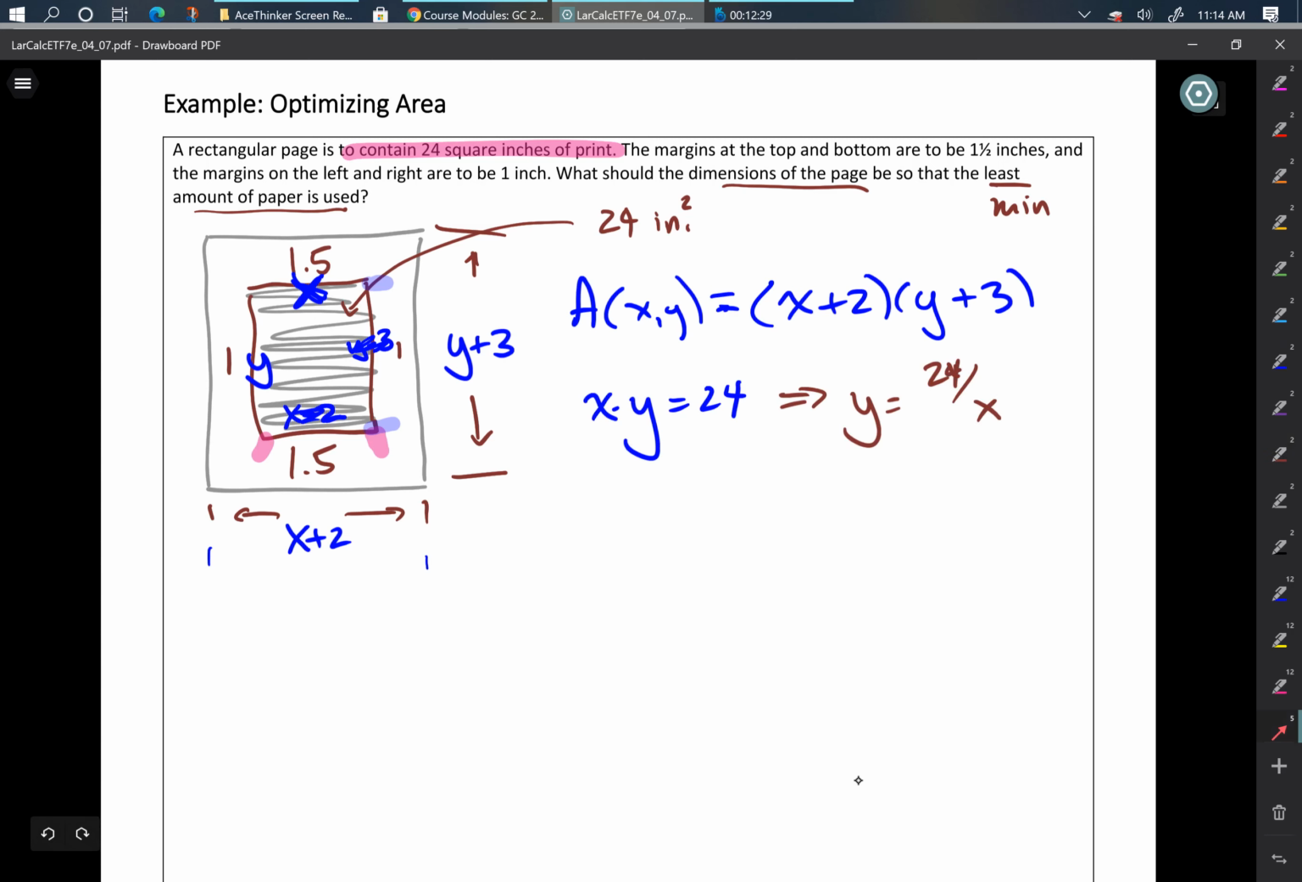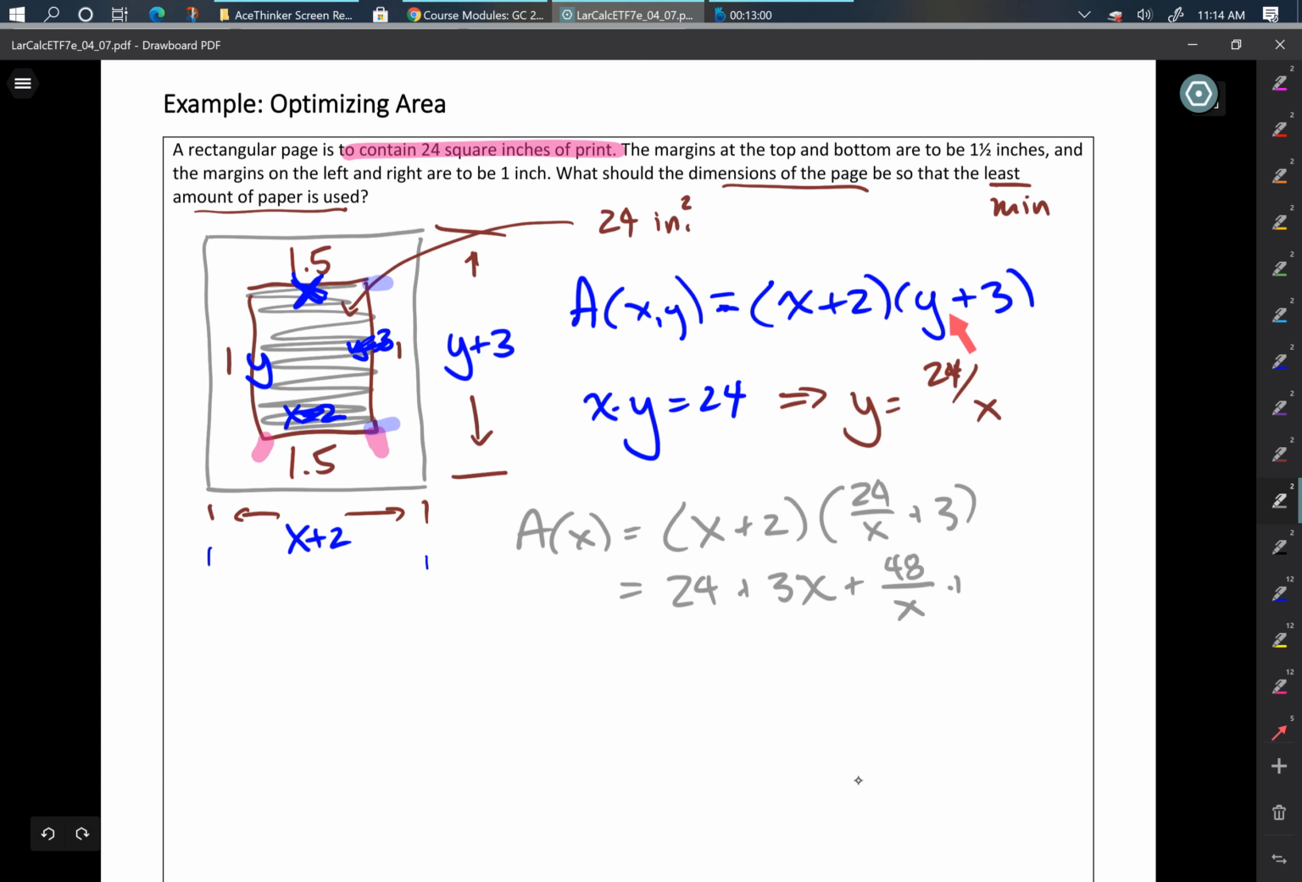I'm going to do a substitution right here on that variable. Then that overall area as a function of only x is going to be x plus 2 times 24 divided by x plus 3. And then I'll FOIL that out. First times first is going to give me 24. Outer is going to give me a 3x. Inner is going to give me a 48 over x. And last is going to give me a 6. I can combine the 24 and the 6 and just make that be 30.